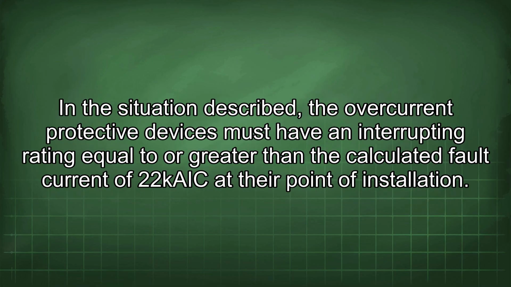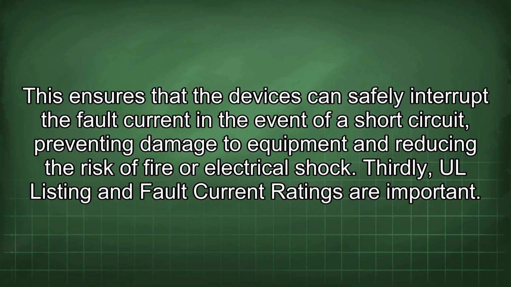In the situation described, the overcurrent protective devices must have an interrupting rating equal to or greater than the calculated fault current of 22 kIC at their point of installation. This ensures that the devices can safely interrupt the fault current in the event of a short circuit, preventing damage to equipment and reducing the risk of fire or electrical shock.